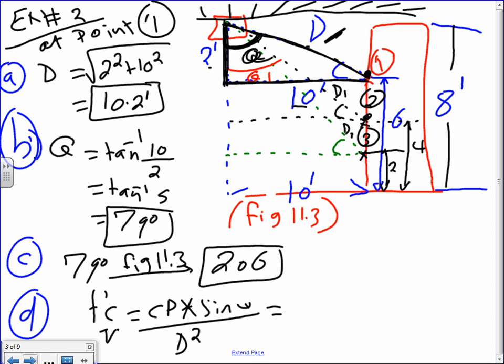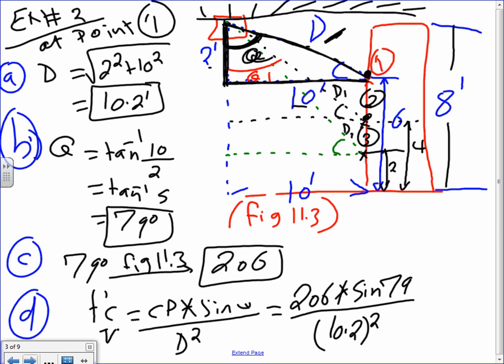Okay, so plug it in. And I'm going fast because we have done another example like this, guys. This is just emphasizing it. So plug it in. Jeff, 206 multiplied by sine of the angle that I have, sine 79, divided by the distance I already found, 10.2, raised to the power 2. And my friend, this will give you a 2-foot candle, give or take.